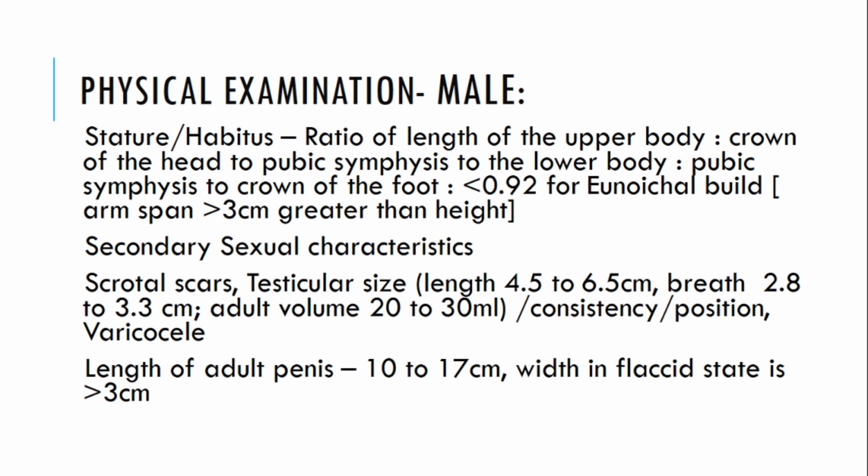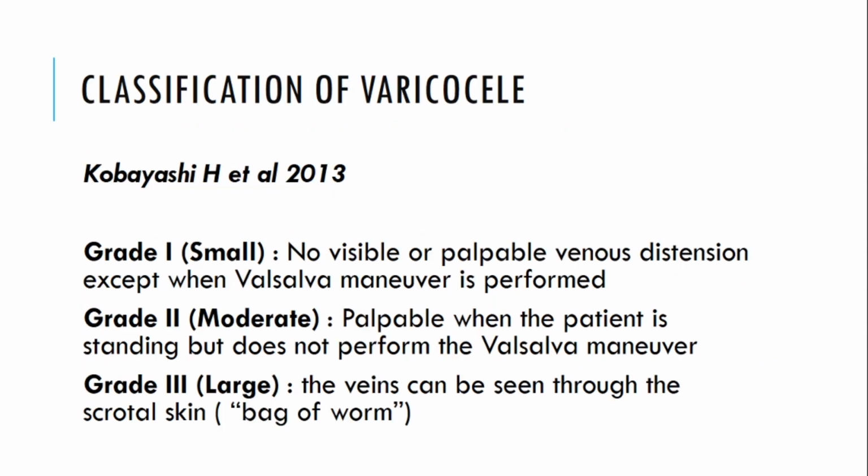Look out for secondary sexual characteristics, the nature of the hair, how sparse or how full, and you can classify this male. Scrotal sacs must be examined. For those that have had scrotal surgeries, there can be some complications. The size of the testis must be noted, and also the volume, consistency, and the position, and of course the varicocele. The length of the adult penis must also be measured to ensure that we're not dealing with micropenis.